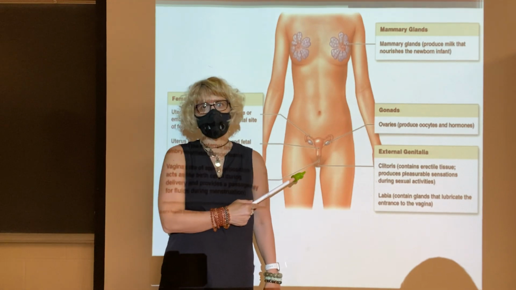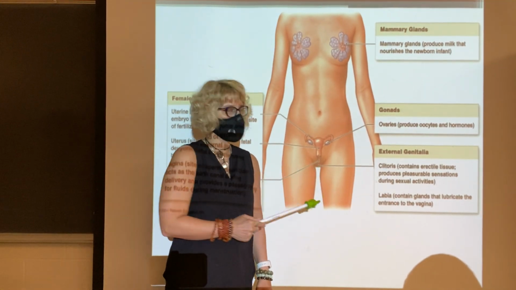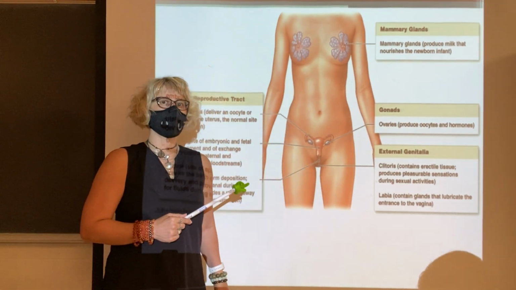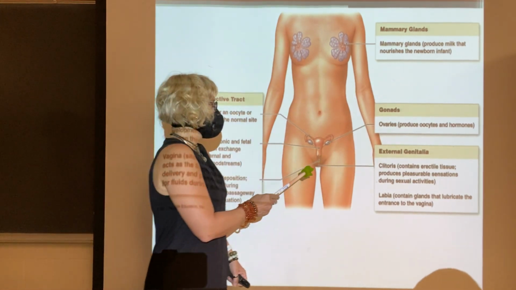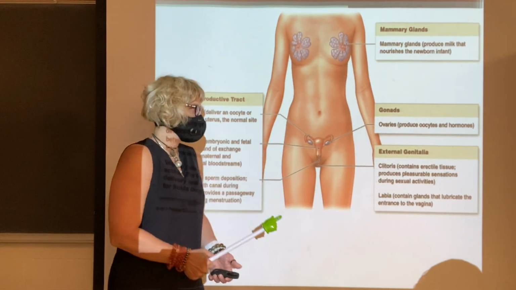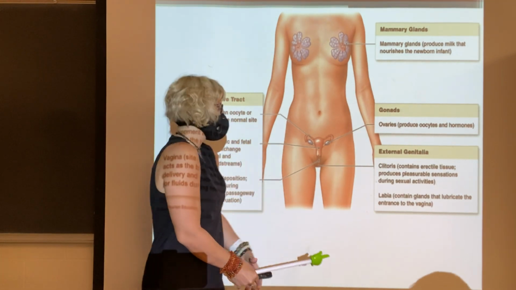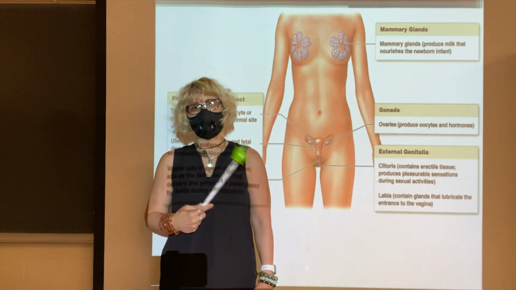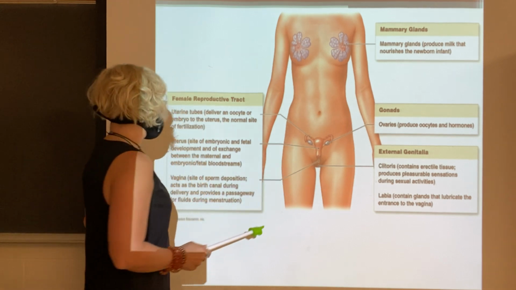So the external parts that everyone is aware of is the labia majora and the labia minora. So the outer lips are called the labia majora. The inner lips are called labia minora. Minora means minor and major, majora. Because obviously, if you look at it gross anatomy-wise, the outer lips are much larger than the inner lips. Why do we have that? For protection. And why do we have pubic hair? Again, for protection.